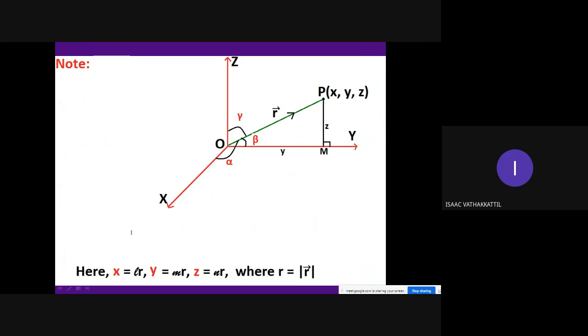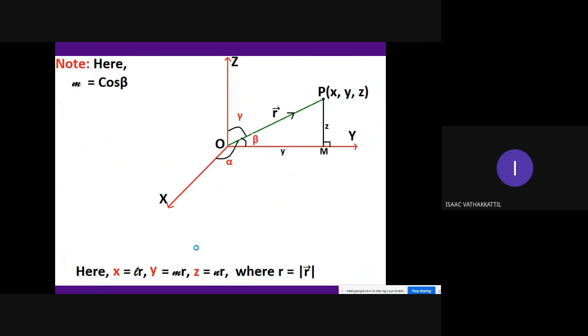Okay, we have P, X, Y, Z. We can easily show P. I have drawn only the foot of the perpendicular of P on OY. So cos beta will be Y by OP, that is Y by R. Y is equal to cos beta into R, that is Y equal to MR.